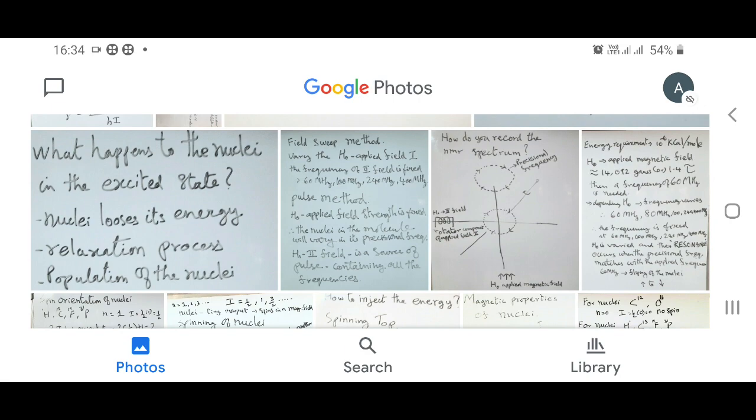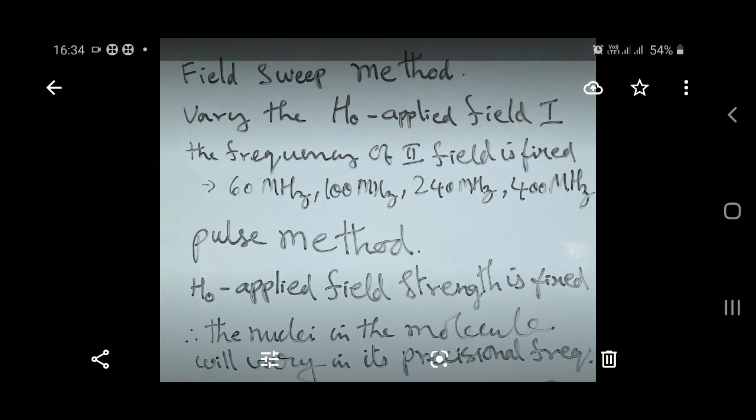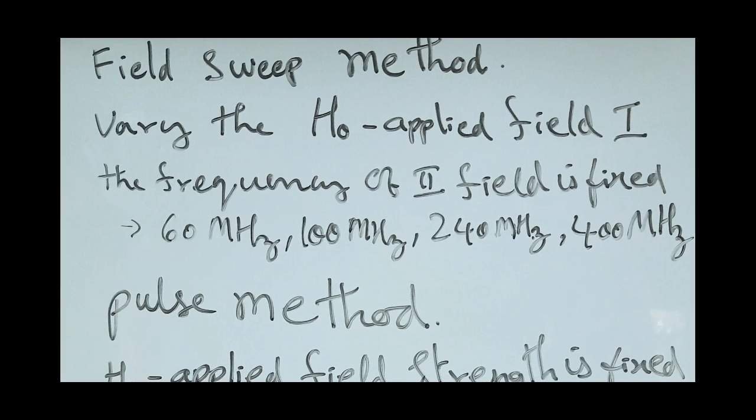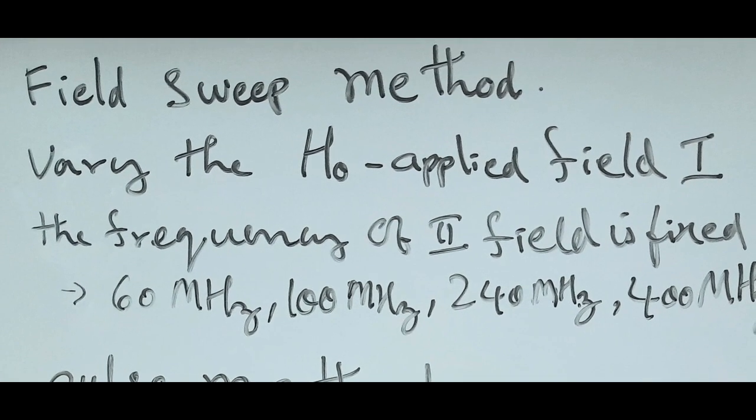There are two methods. One is the field sweep method, and another one is the pulse method. In the field sweep method, we vary the applied magnetic field. Slowly we vary the applied magnetic field, and as a result the nuclei will come to resonance one by one. You have a fixed source whose frequency is 60 megahertz. If you irradiate the sample with 60 megahertz, because of the variation in the magnetic field, slowly all the nuclei will come to resonance one by one. They will be promoted to the excited state. You will get a signal and you can record the NMR spectrum.